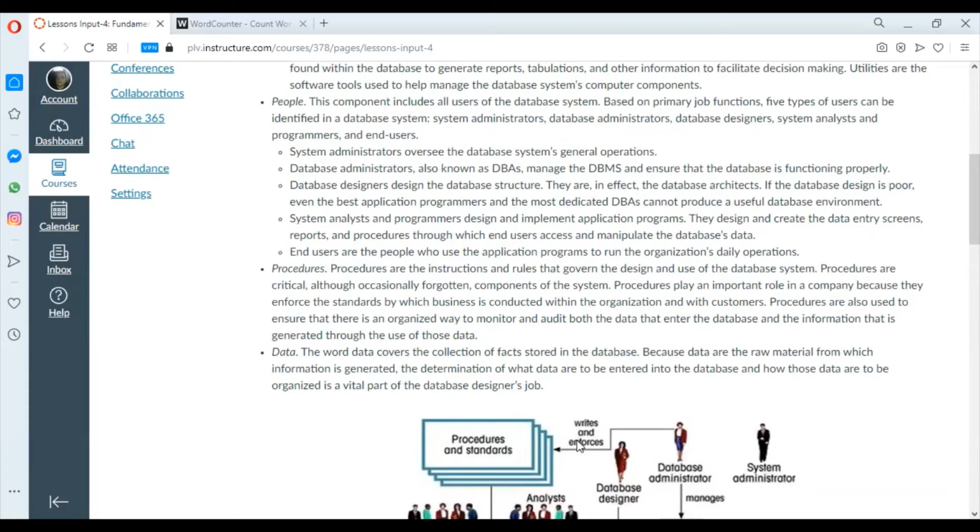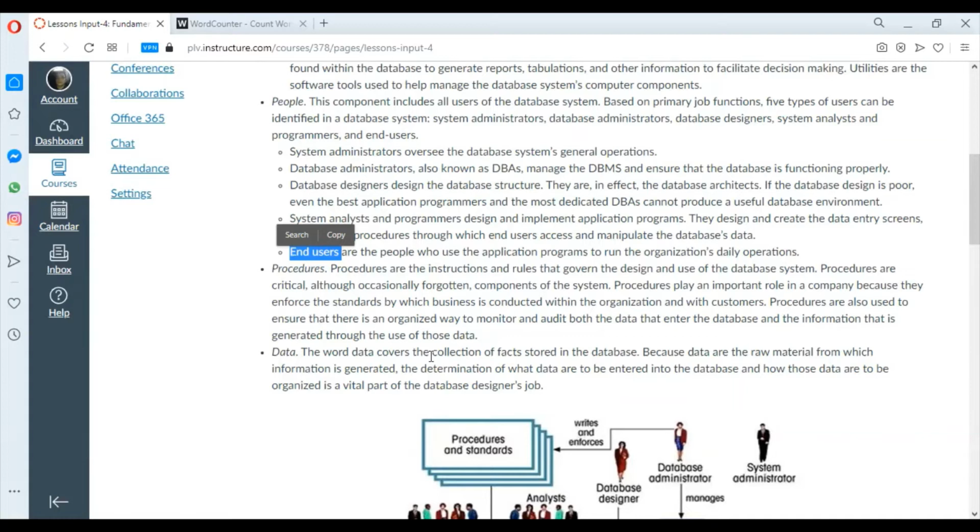So basically, for example, here in Canvas, we are the end users. We are the ones that supply or manage data. We are the ones that use Canvas in order for us to run the daily lecture operations of PLB.